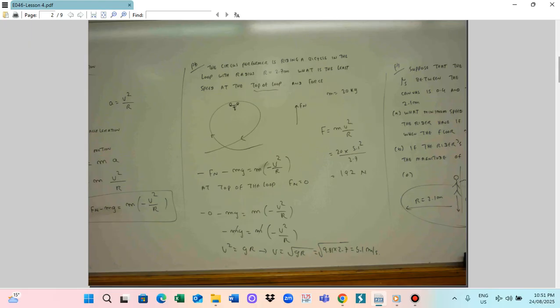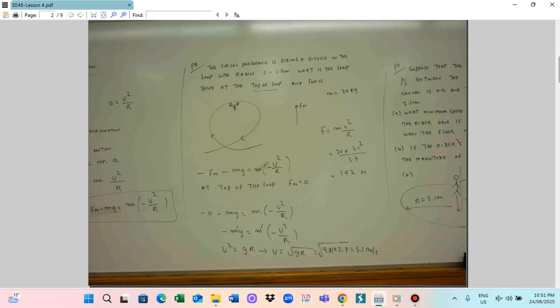So this is the way that centripetal acceleration we can calculate. Now we can also calculate the force. Force is equal to m v squared by r. In this case, we don't know the mass, so we just assume that m is 20 kilograms. V squared is 5.1 squared and the radius is 2.7. This time we can calculate the force this way.